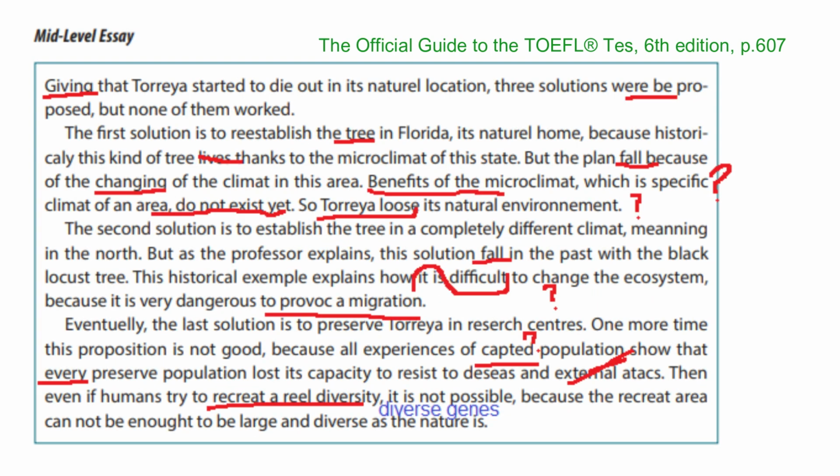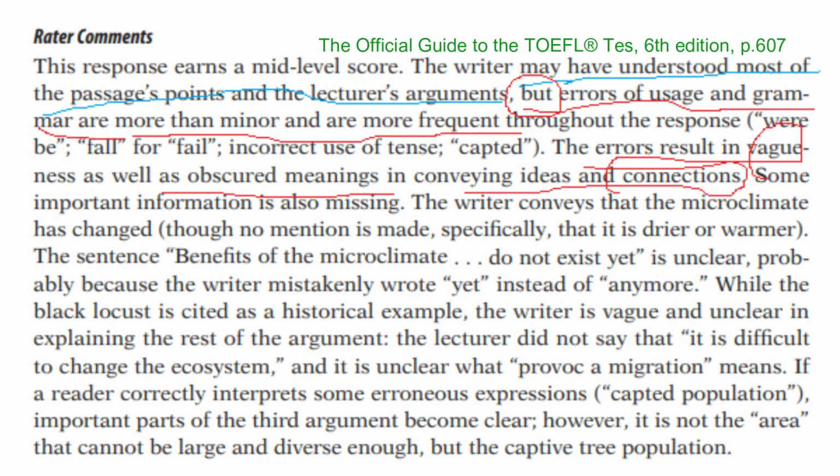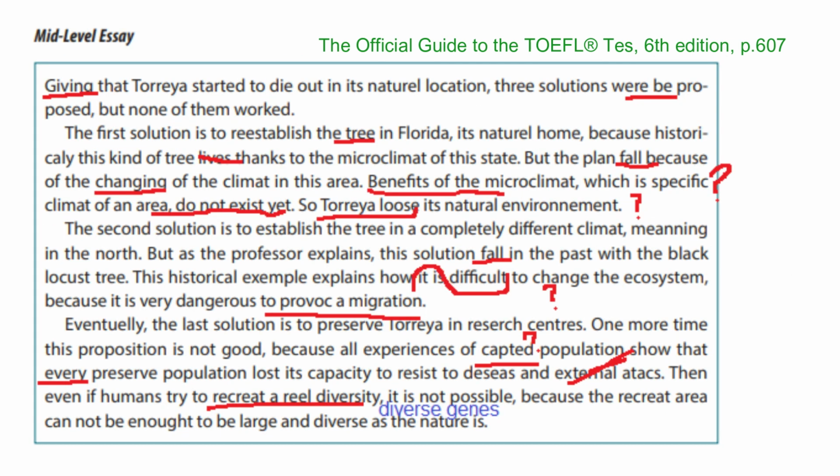Now consider this essay deemed as med level. These are the comments of an ETS rater. And this is my feedback.